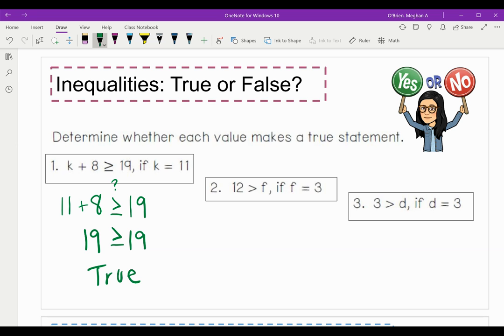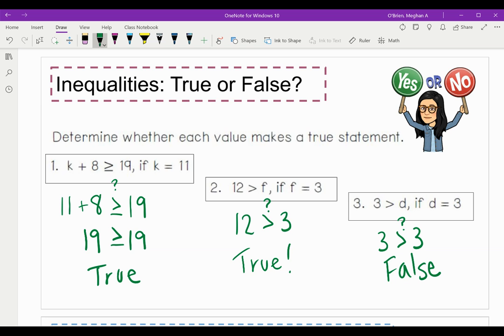that wouldn't be true. Number two, 12 is greater than f. Would this be true if f is 3? Is 12 greater than 3? Yes. True. Okay, last one. 3 is greater than d. If d is 3, would this inequality statement be true? Is 3 greater than 3? No. It's equivalent to it. It's not greater. False. That statement is false.